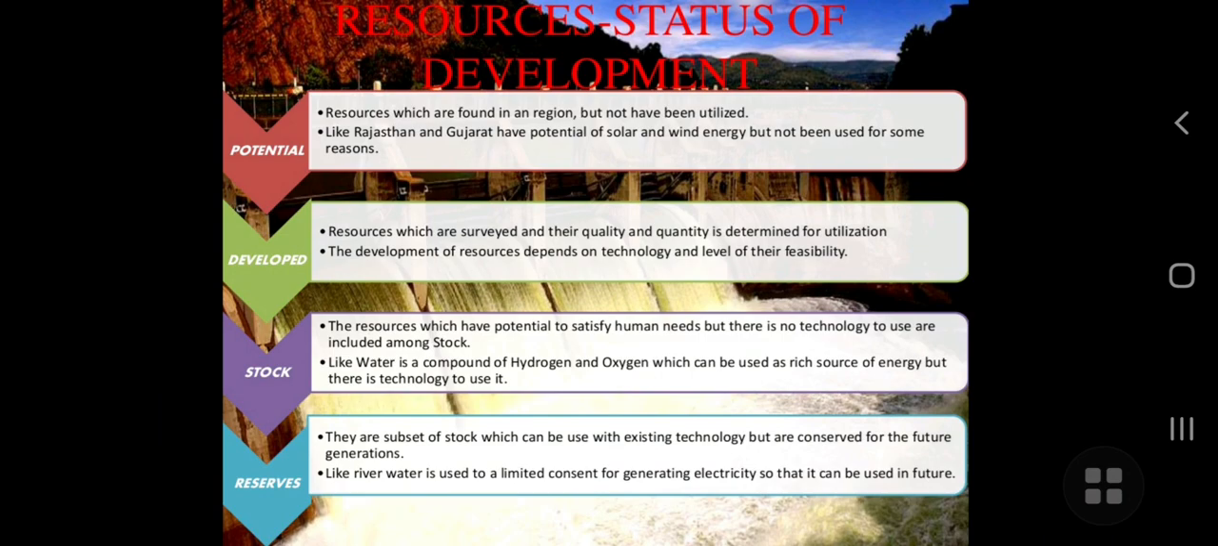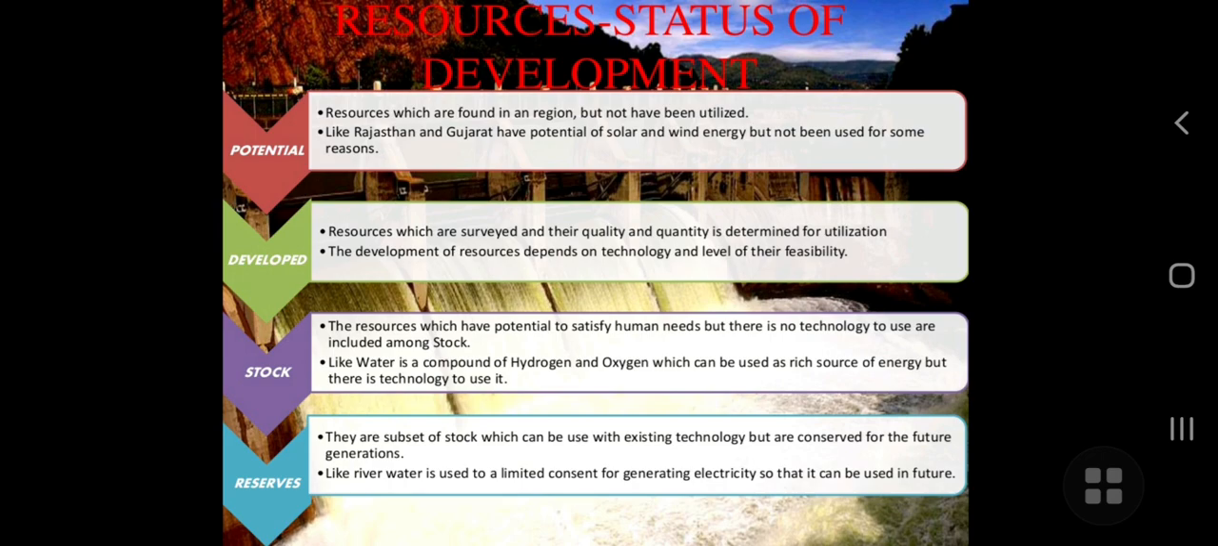Now, the types of resources on the basis of status of development. Potential resource: the resources which are found in a region but have not been utilized due to lack of capital, technology, or other reasons. For example, the western parts of India, particularly Rajasthan and Gujarat, have enormous potential for the development of wind and solar energy, but so far these have not been developed properly.